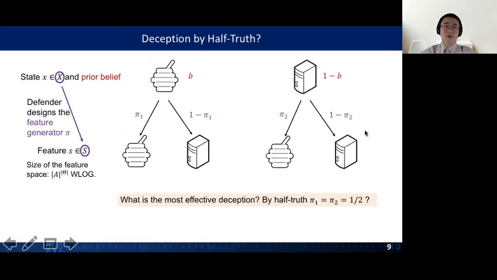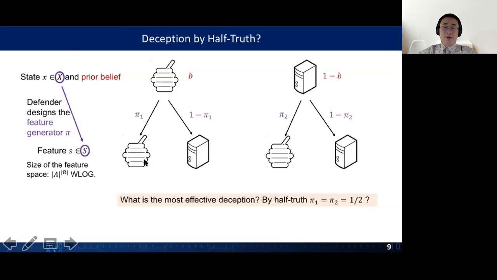Now we ask the question, what is the most effective deception concerning pi? Common sense tells us to do half-truths by letting pi1 equal pi2 equal 1/2, which maximizes the entropy. However, we'll show that half-truths is in general not optimal, and the defender needs to delicately design pi1 and pi2 to maximize his utility by deceiving the legitimate user and the insiders to behave in the defender's favor. So the feature generator is a mapping from the state X to S. In the example, we can use pi1 and pi2 to uniquely represent pi.